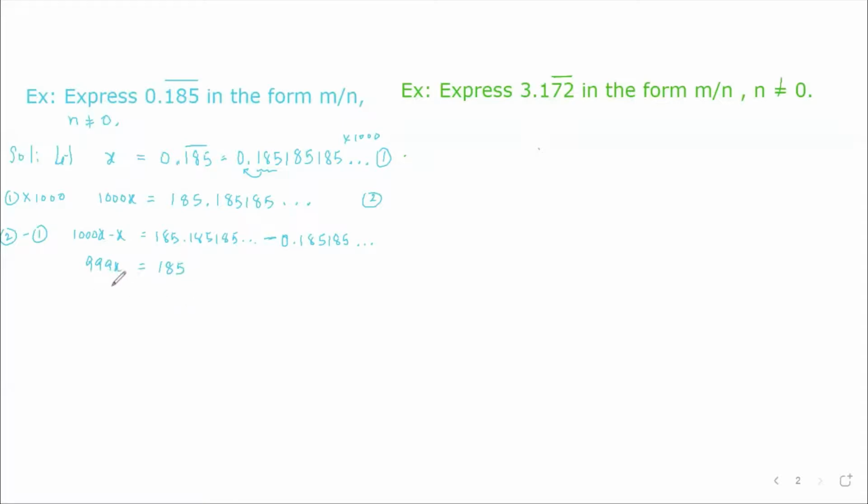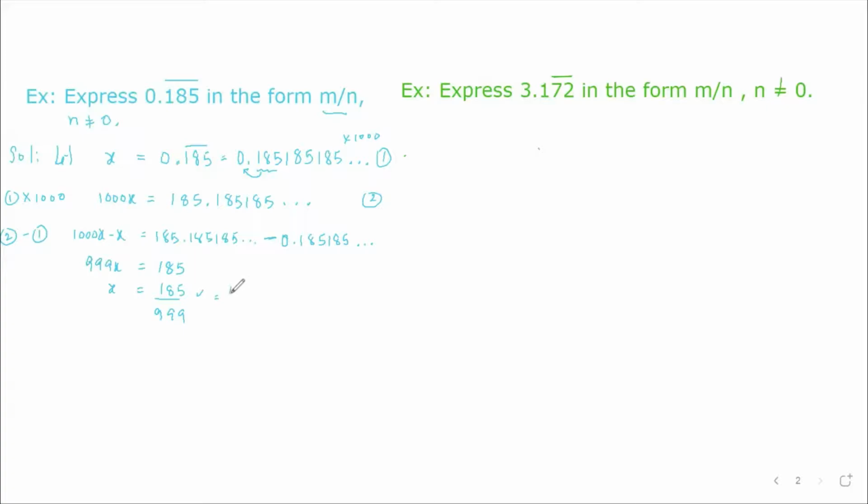Now we want to get only 1x. So x equals 185 divided by 999. Now we get it: x equal to 0.185 converted to this fraction form. This is the answer. But this one you can simplify, right? Make it a lower term. If you can make a lower term, go ahead, do it. If you cut, you can divide top and bottom by 37.